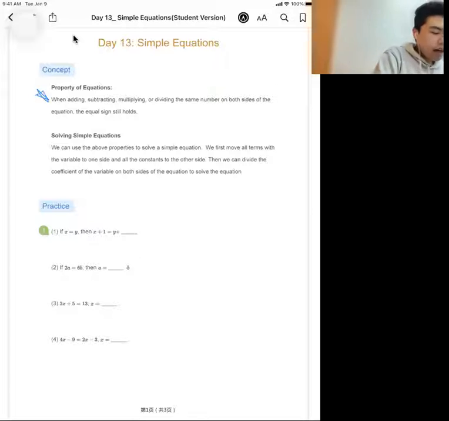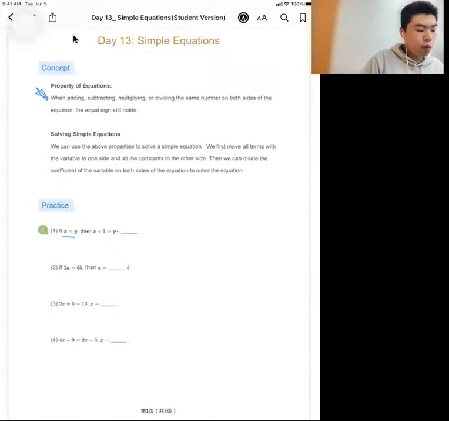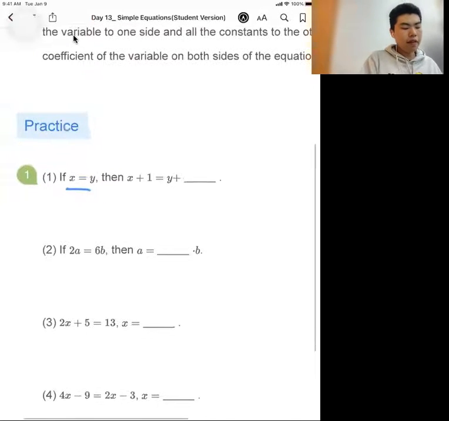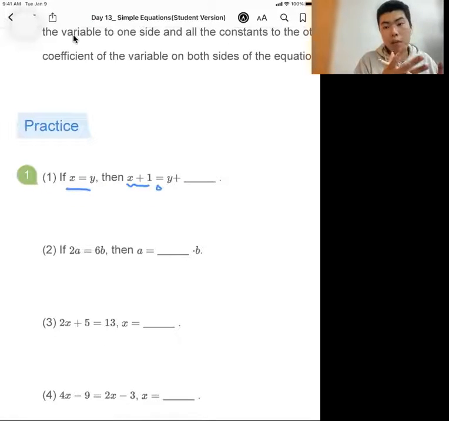For the first one, we know that x equals 1, and then we add a 1 on the left-hand side. To keep this equal sign, if we add a number on the left-hand side, we should also add this number on the right-hand side. So since we added 1 on the left-hand side, we also add a 1 on the right-hand side. If we want to keep this equal sign, make sure we add the same number on both sides.